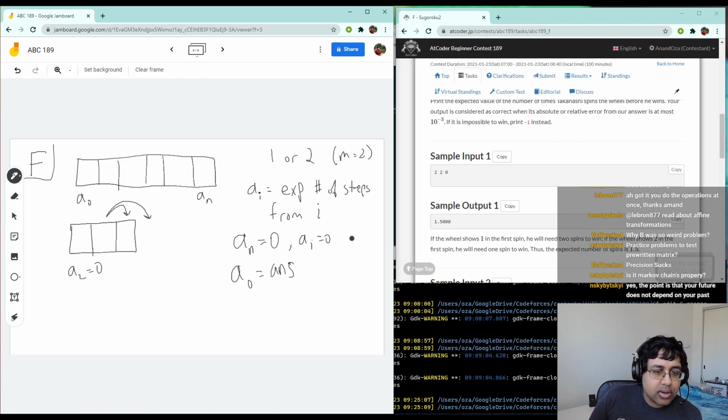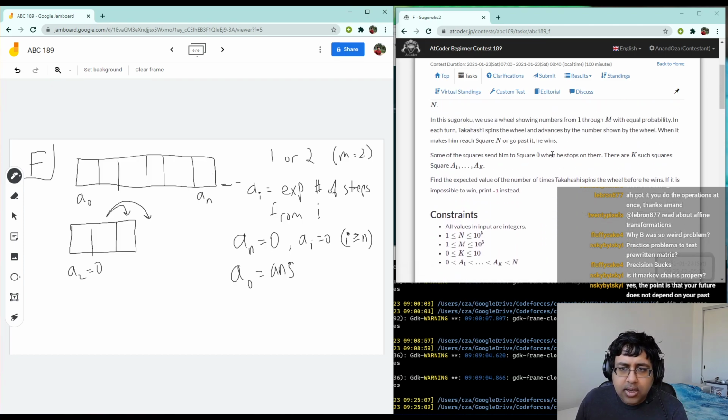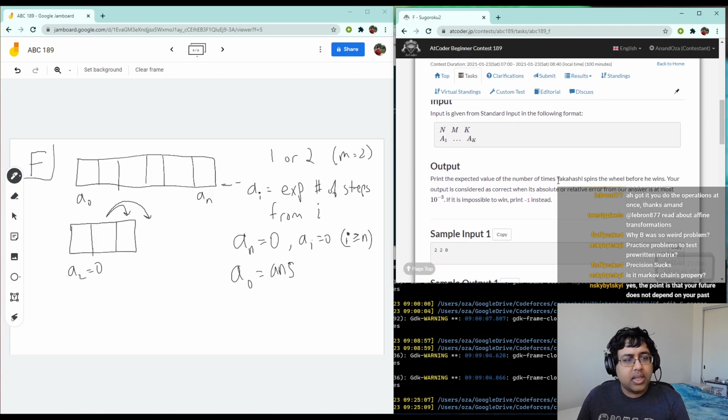Oh, and then also ai equals 0 for i greater than or equal to n. You can also just define, if you wanted, imaginary squares past the end and say that the number of steps from them is also 0. That way you don't have to worry about any edge cases with the last couple steps. Because they say here, if you reach square n or go past it, you win.